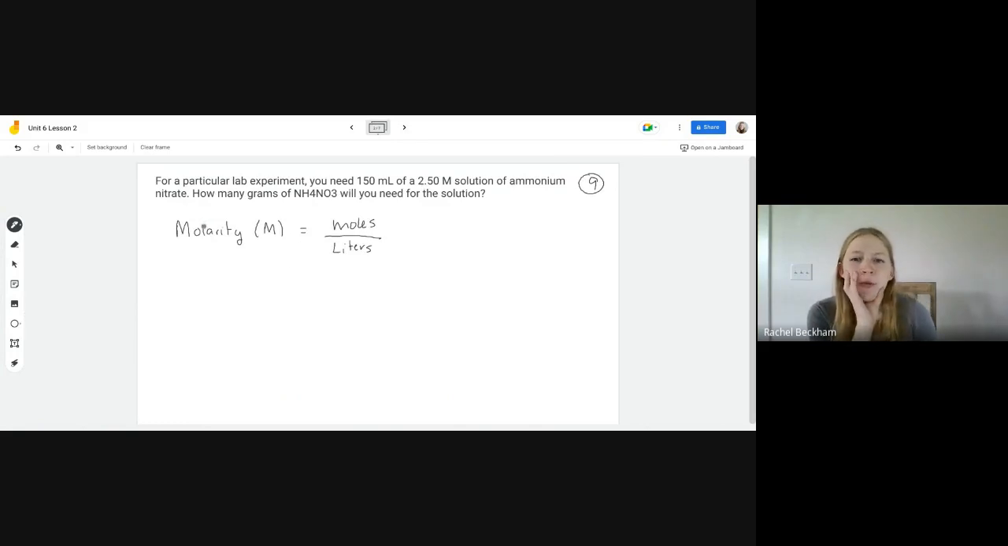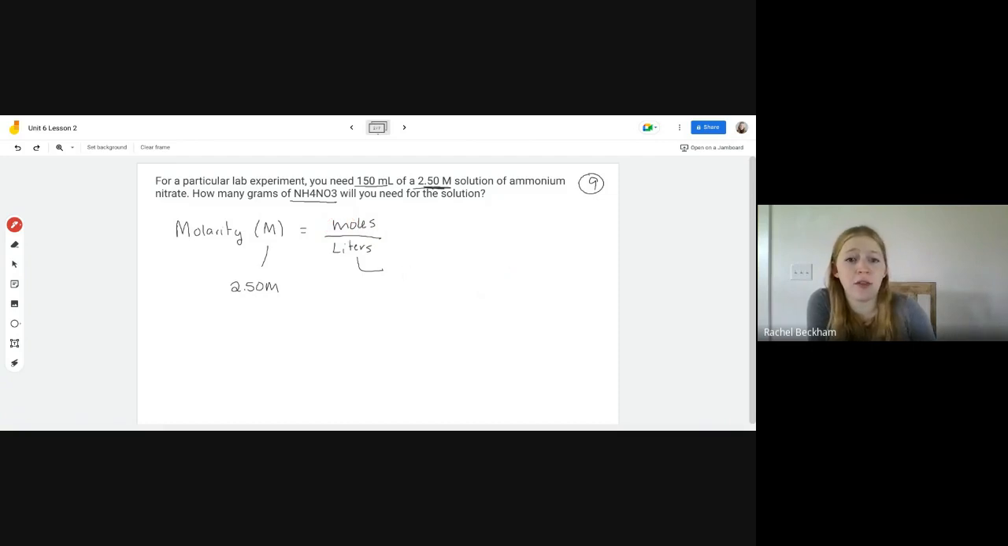Next one, this is problem number 9. For a particular lab experiment, you need 150 mL of a 2.5 molar solution of ammonium nitrate. How many grams of ammonium nitrate will you need for the solution? Okay, so they gave us the capital M. If you notice, they gave us that 2.50 already, right? They also gave us the volume, the 150 milliliters. We just need to convert that to liters. The thing that they did not give us was the moles, and they asked how many grams. So what we're going to do is solve for moles and then convert it over to grams.